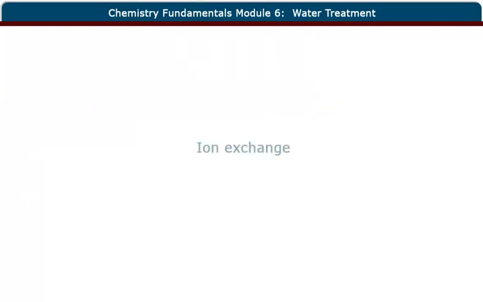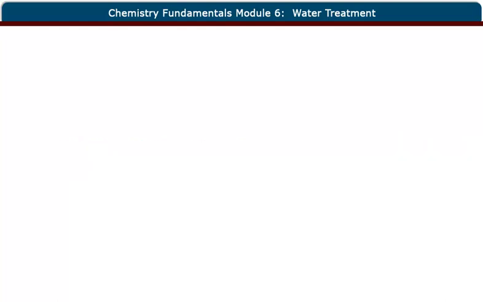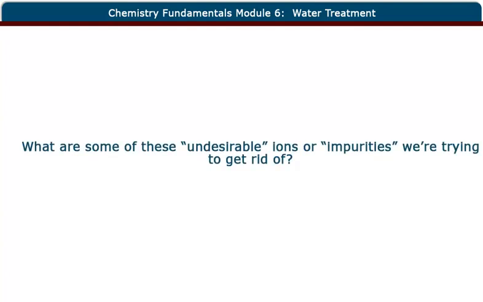The final method of treating water we're going to talk about is called ion exchange. Now, while filters get rid of suspended or undissolved solids, ion exchange gets rid of dissolved solids. Ion exchange is a method where we purify water by removing undesirable ions and replacing them with desired ones. So what are some of these undesirable ions or impurities we're trying to get rid of?